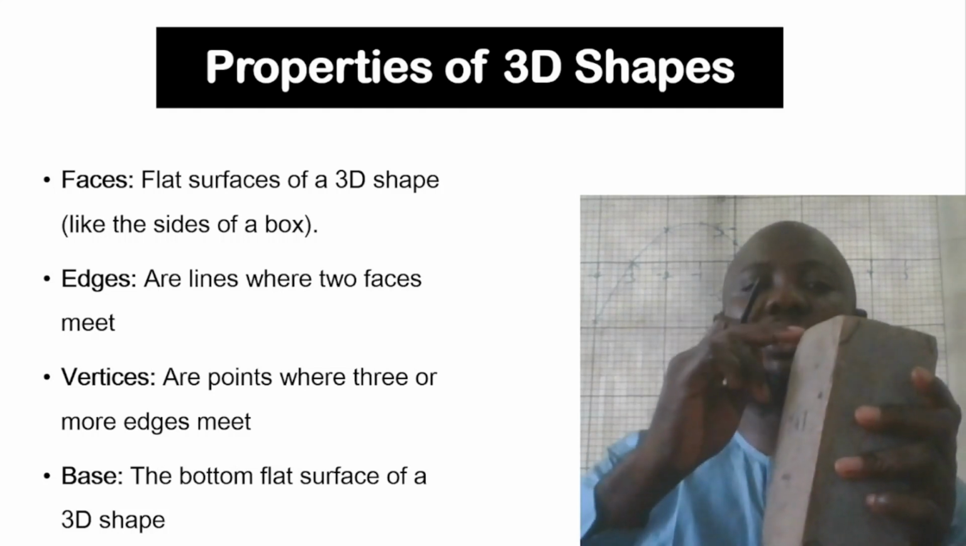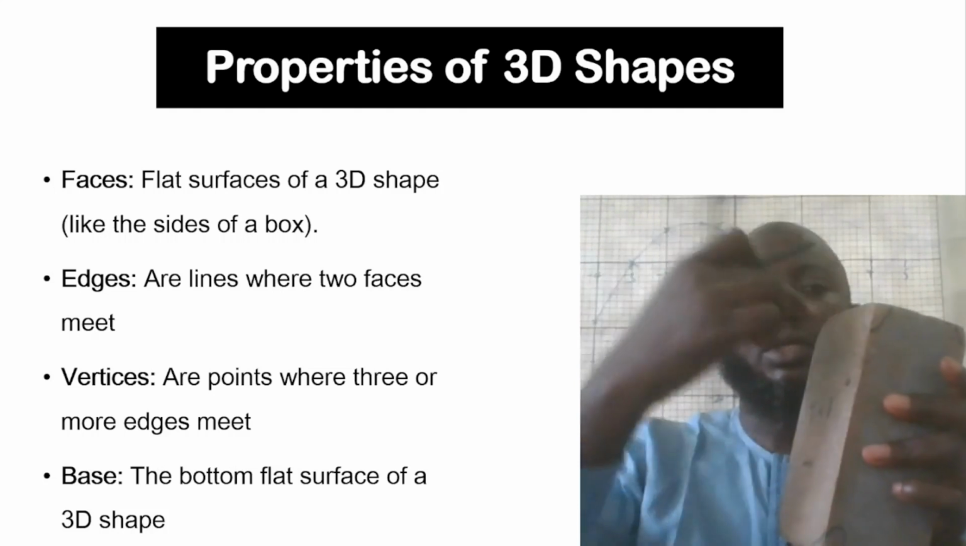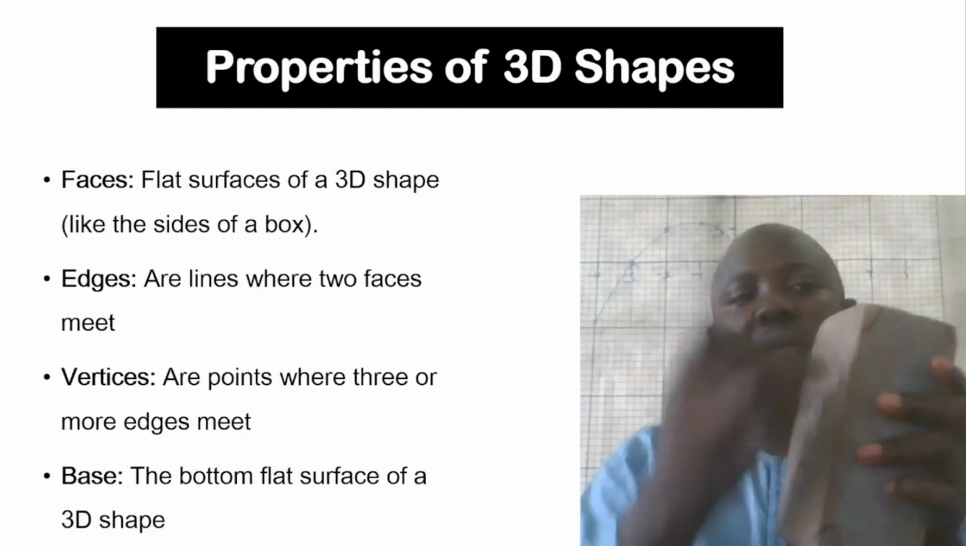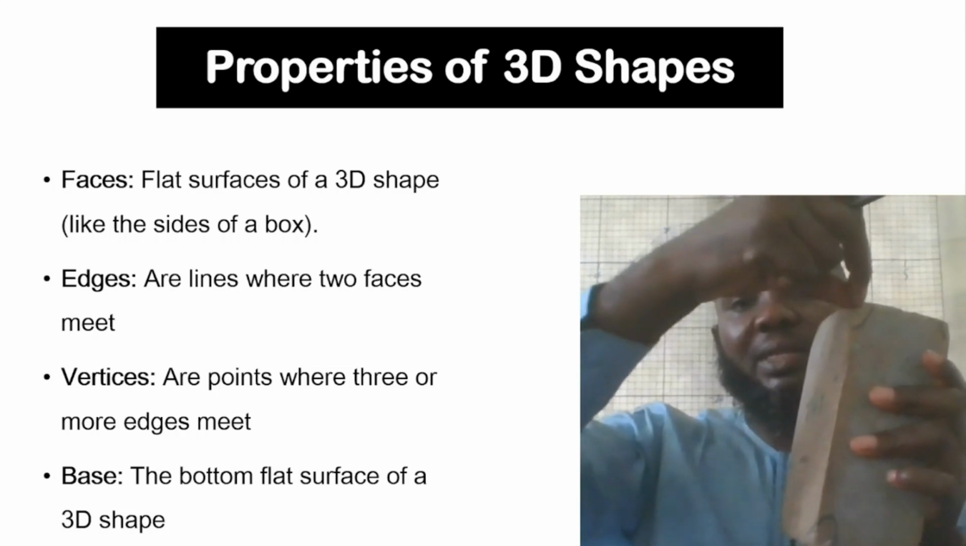So this is an edge here, this is another edge here, this one here, and this another one here. So these three edges are meeting at this point here. So this is a vertex.